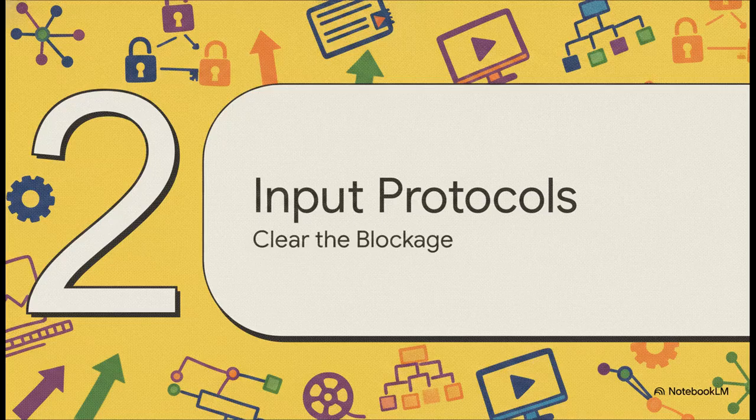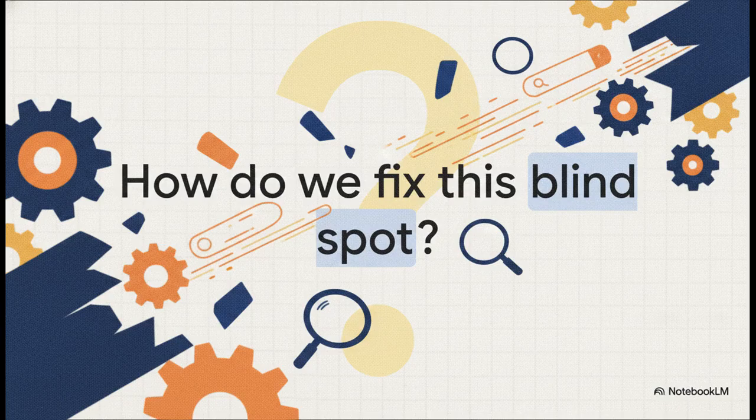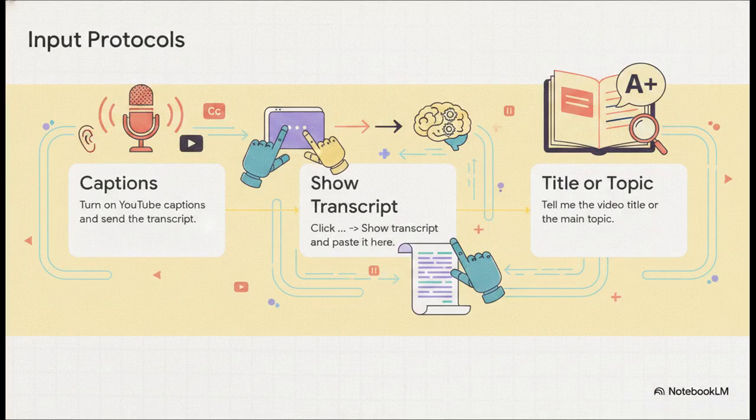Moving on to phase 2, prerequisite input protocols. So that begs the question, how do we actually fix this blind spot? If a lack of search visibility is constantly crashing our system, we need mandatory standardized protocols to feed the AI accurate, workable source material every single time. We gotta clear that blockage and get the gears turning again. The good news is you do not need to overcomplicate this. To unblock the pipeline, you only need to execute just one of these strict input methods. Let's run through them real quick.